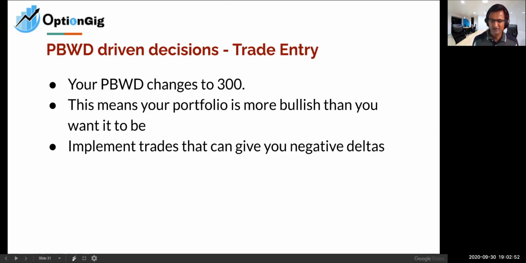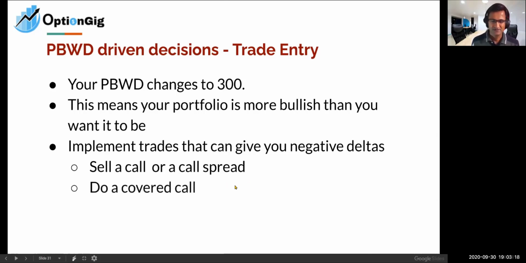Now, if you are searching for a new trade, look for trades that can give you negative deltas. For example, maybe you are bearish, maybe you have a stock in your portfolio. You can sell a covered call against it or a call spread. It will reduce your delta. It will give you negative delta. Do a covered call. Or you can do a poor man's covered put. All these will give you negative deltas.